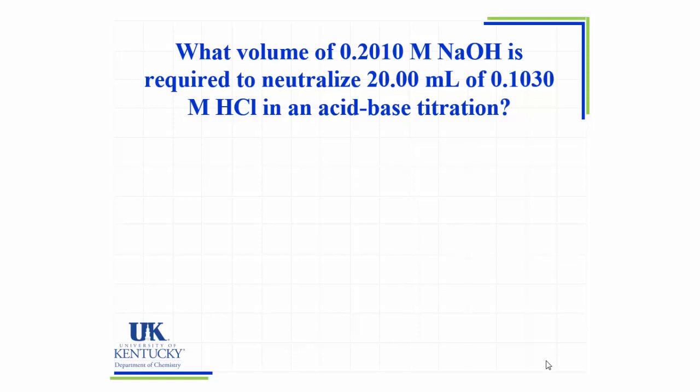Because we're looking at a stoichiometry problem, the first thing we have to do is actually get our balanced chemical equation. So I look at my two reactants. I have HCl plus NaOH, and for an acid-base reaction, the products are a salt, NaCl, plus water.